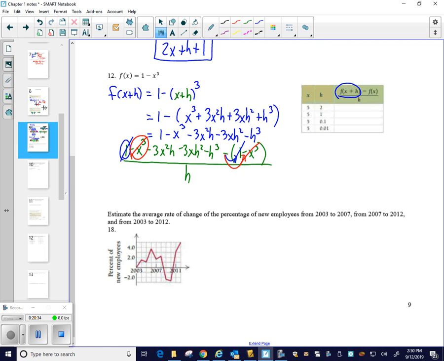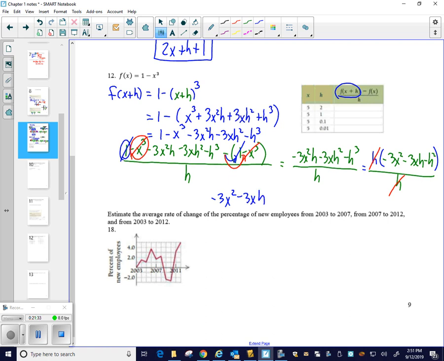Everything else that's left still has h's in it. So when I write out what's left, I have minus 3x squared h minus 3xh squared minus h cubed all over h. Now, remember, the goal is to get rid of the h in the denominator. We want that gone. So I can now factor an h out of the top, which is going to leave me with negative 3x squared minus 3xh minus h squared all over h. Now that allows me to cancel out these two h's, and all I have left in the most simplified version is what's left in that parentheses. So my final result here is negative 3x squared minus 3xh minus h squared.